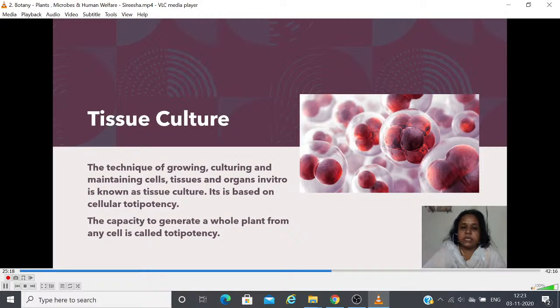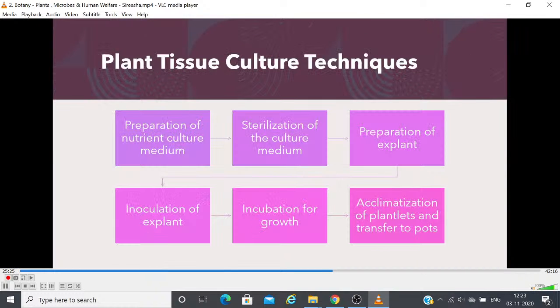Now let us learn the steps involved in tissue culture. First is the preparation of nutrient culture medium. Second, the sterilization of the culture medium. Third, preparation of explant. Next, inoculation of explant. Next is incubation for growth, and the last step is the acclimatization of plantlets and transfer to pots. Now we will study each step in detail.